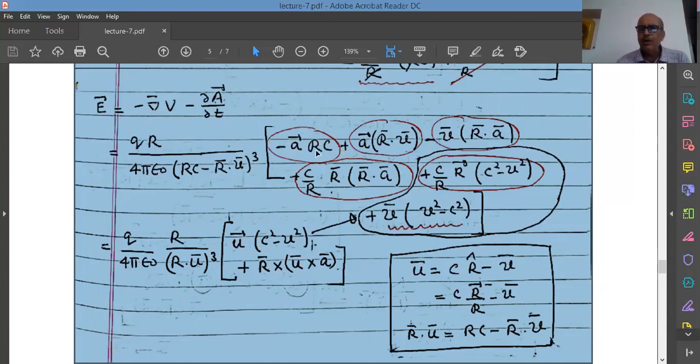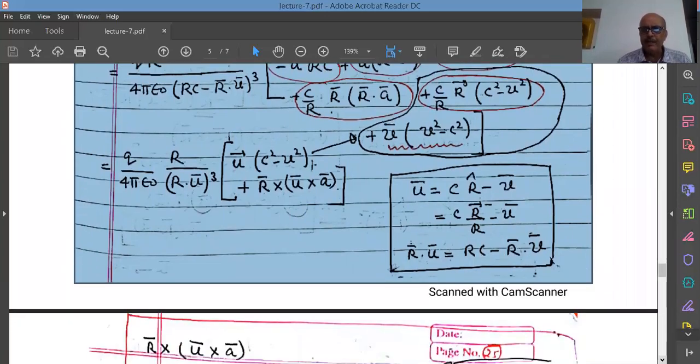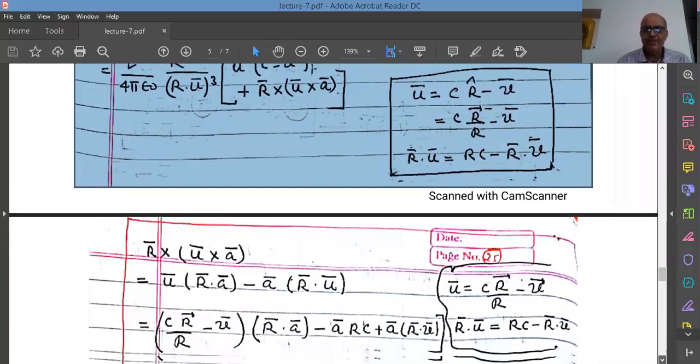So what I will do on the next page, I will write down the first term as it is. Maybe the first term here becomes equal to, if you look at the first and the second term, if I pull out A from here, it becomes A into (R dot B minus RC). So R dot B minus RC is basically minus R dot U. So I will be doing the same thing on the next page.